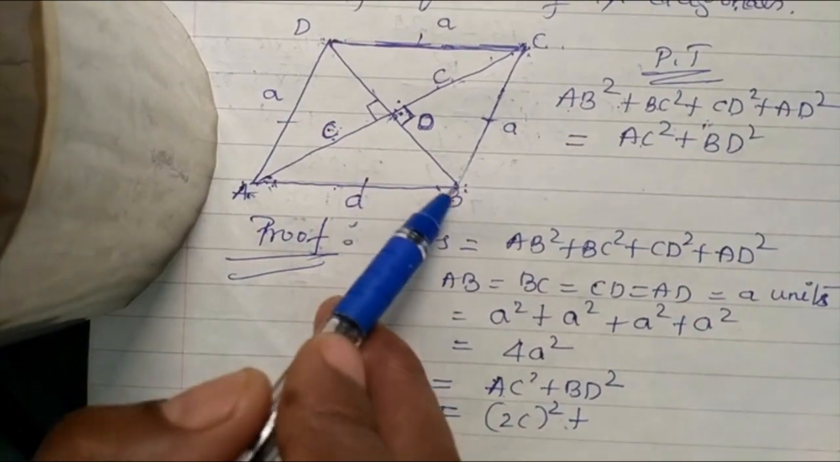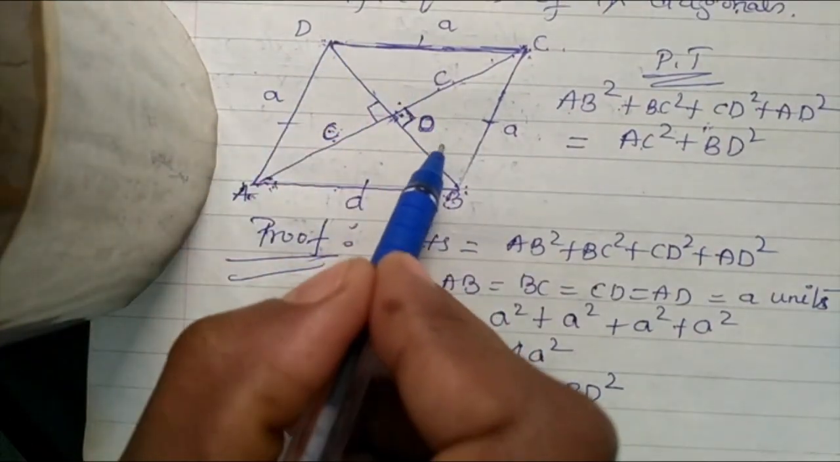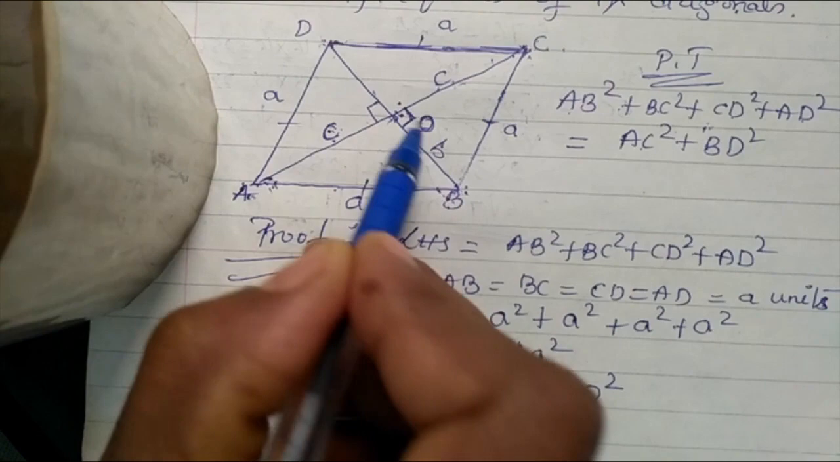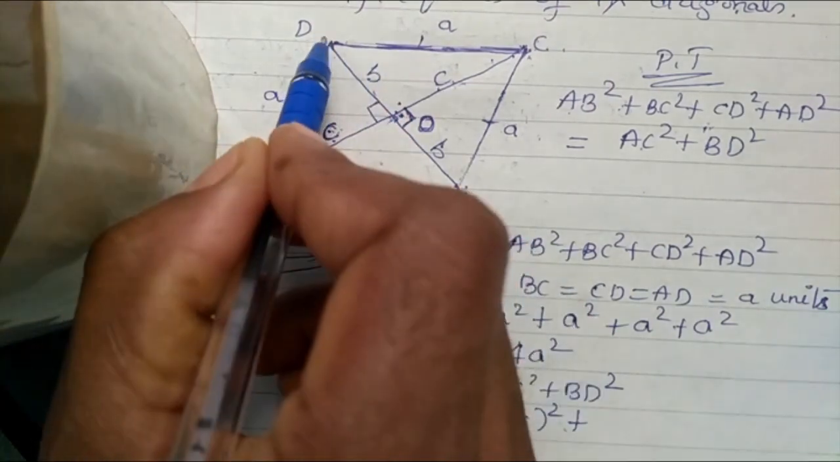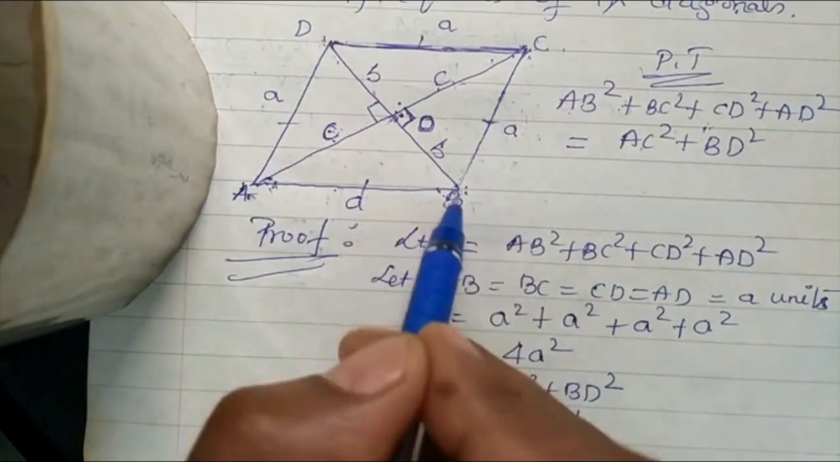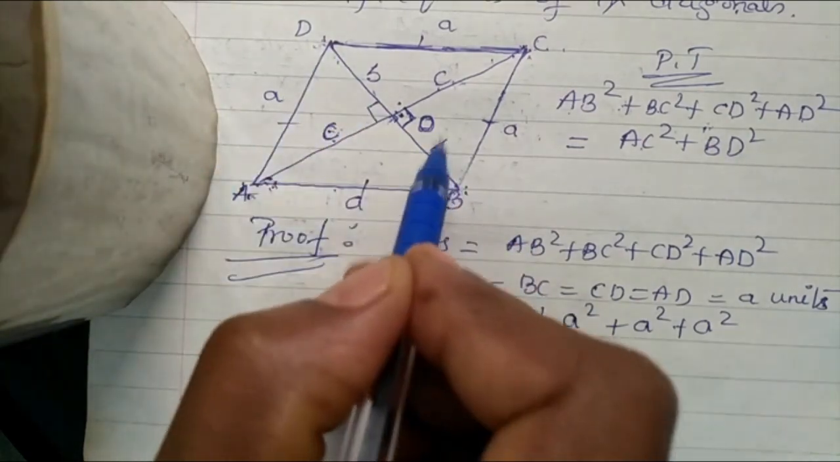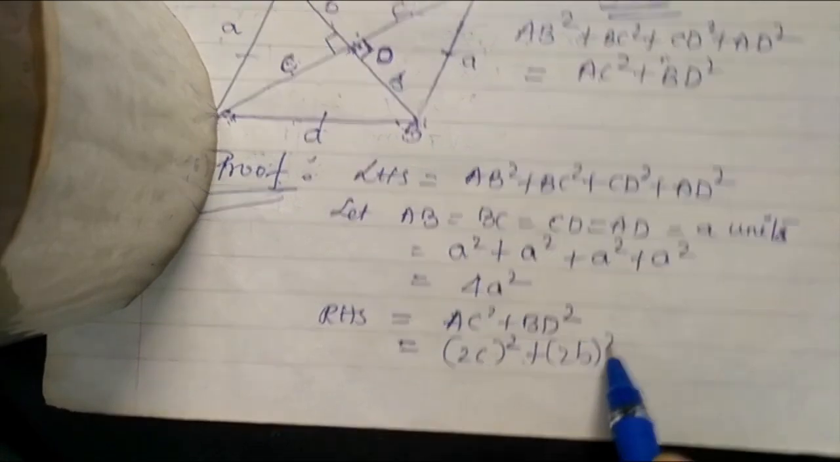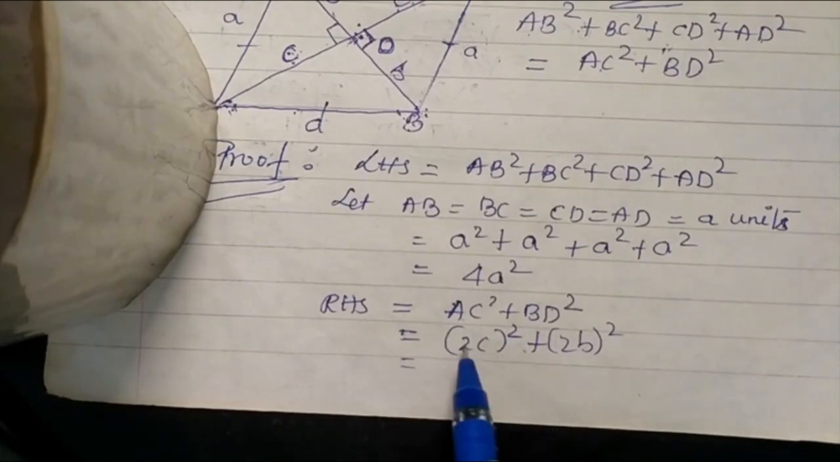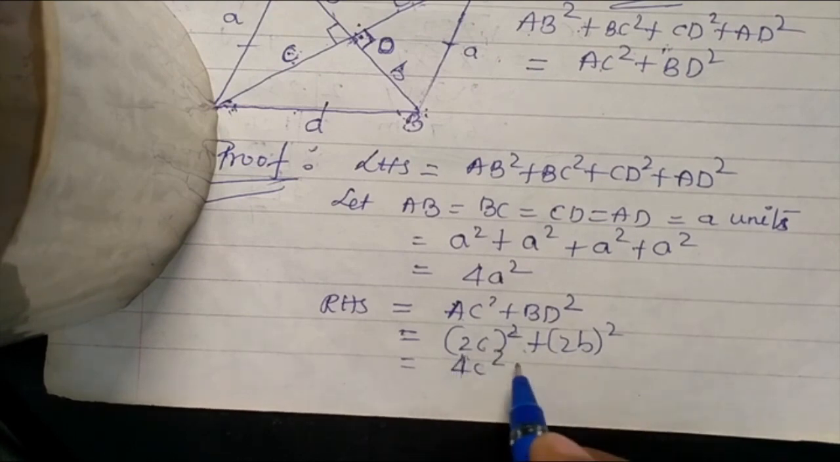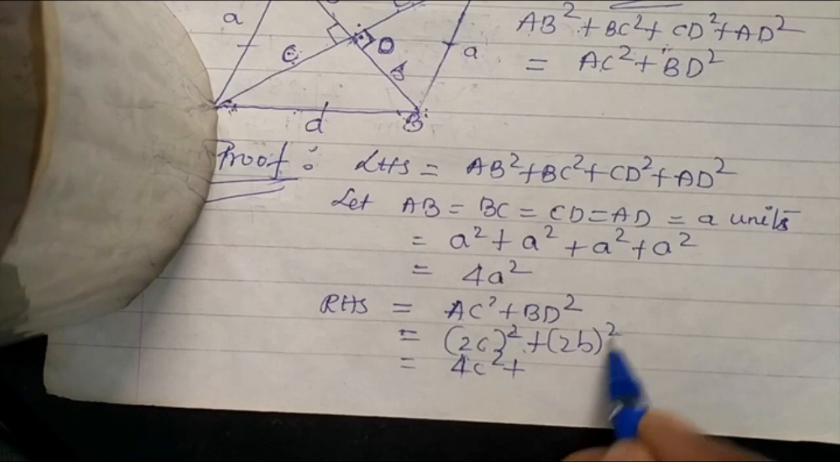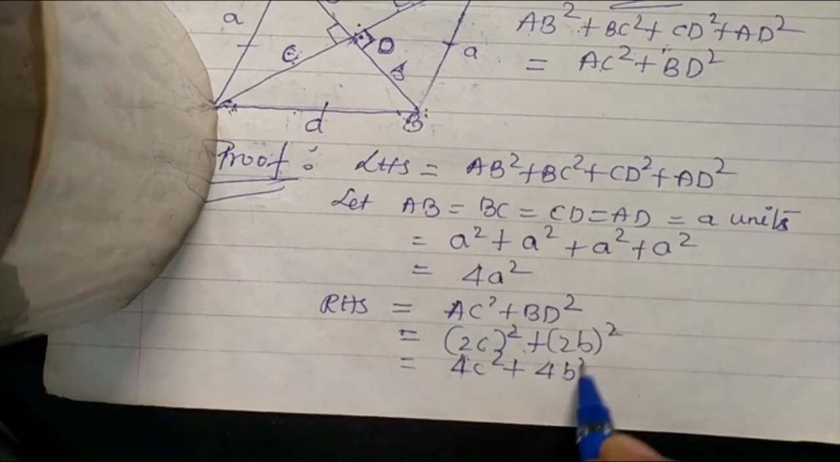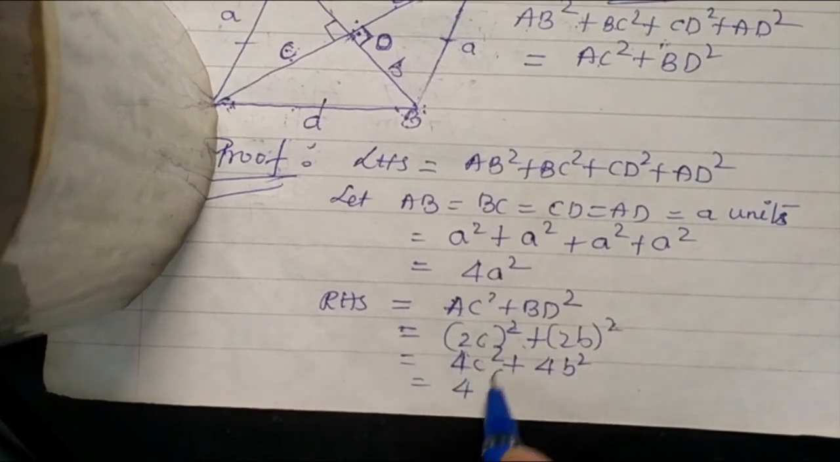Next, BD. BD length also we don't know. Let it be B units. B to O is B units, then O to D also B units. So B plus B is the total BD length, 2B, whole square. Finally, you get 2C whole square, 2 square is 4, C square is C square, plus here also 2 square is 4, B square is B square. Finally, 4 is taken out common: 4 times C square plus B square.